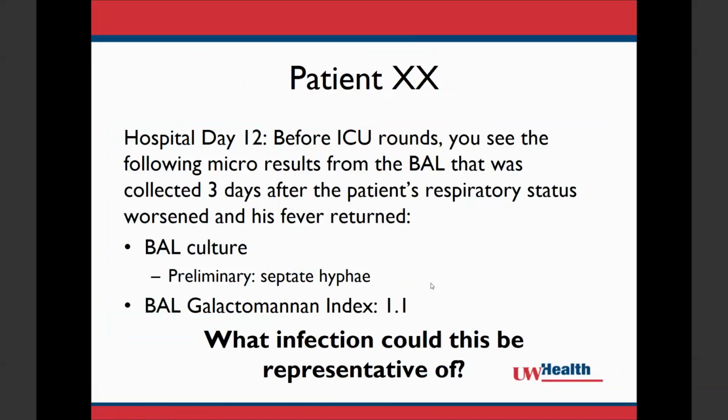So let's go back to our patient. So our patient on hospital day 12, you're rounding with the ICU team now, and you see the following micro results from the BAL that was collected 3 days after the patient's respiratory status worsened and his fever came back. So the BAL culture showed the preliminary results, and the BAL galactomannan was positive at 1.1.